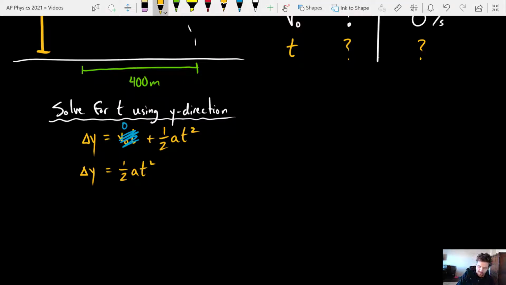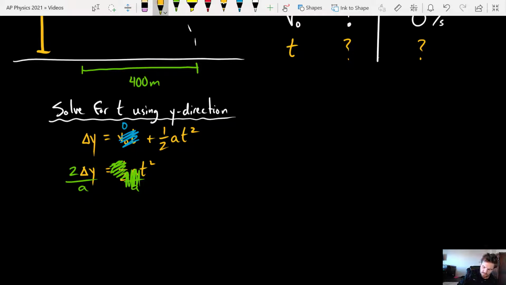And so I'm left with this. Now I just need to get this time variable all by itself. So I'm going to get rid of this fraction first. Multiply both sides by 2. That goes away. And then I'm going to divide both sides by a, the acceleration. And then the a's go away.